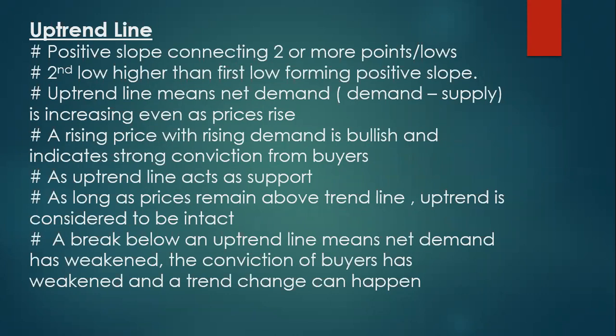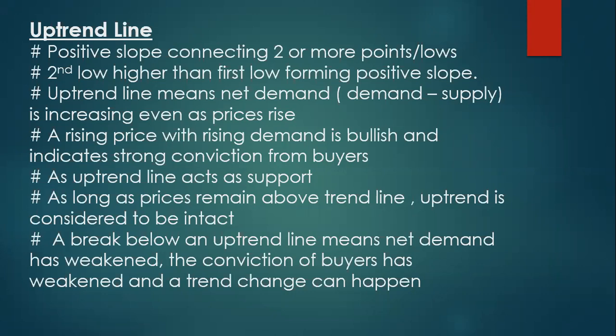So it must have a positive slope, which connects two or more points, which are the lows. The second low is higher than the first low, forming a positive slope. Uptrend line means net demand, that is demand for the stock or the index. Net demand is demand minus supply, is increasing even as prices rise. So if the trend line is sloping up, that means that at higher prices also the demand is increasing.